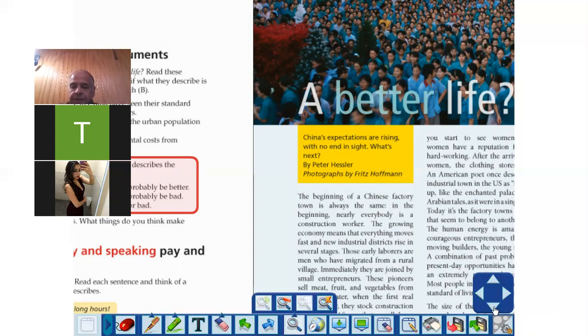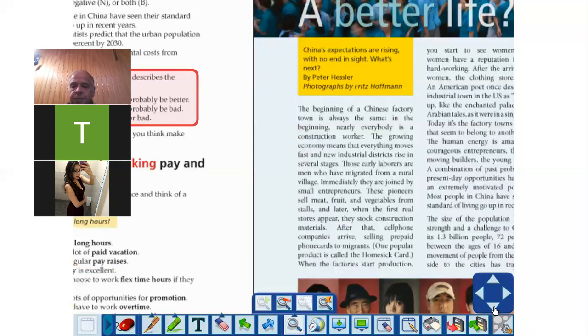All right. Continue reading. Those early laborers are men who have migrated from a rural village. Immediately they are joined by small entrepreneurs. These pioneers sell meat, fruit, and vegetables from stalls and later, when the first real stores appear, they stock construction materials.